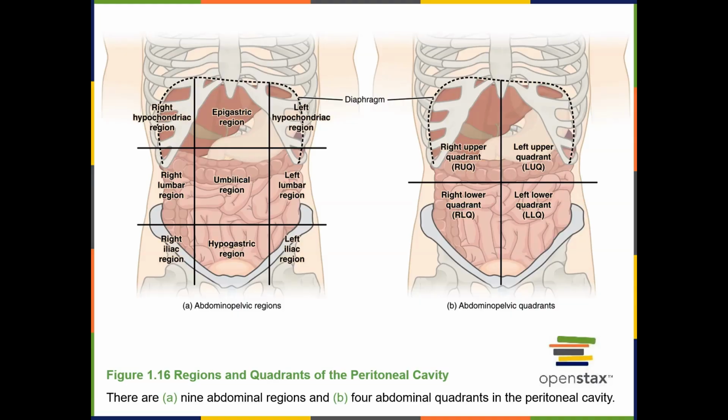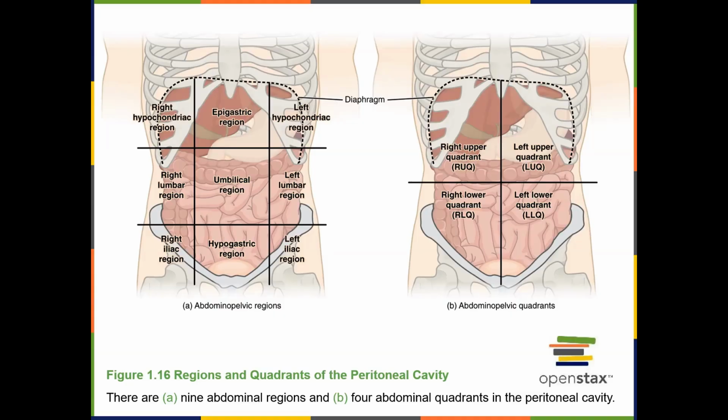The left lower quadrant contains portions of the intestines, including the descending colon and sigmoid colon. There are also regions of the small intestine throughout the right and left lower quadrants. The urinary bladder is found in both the right and the left lower quadrants, as are the prostate gland and the uterus as well.